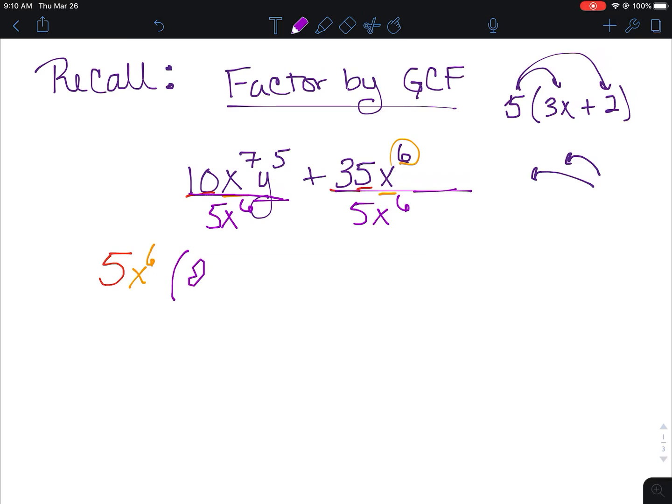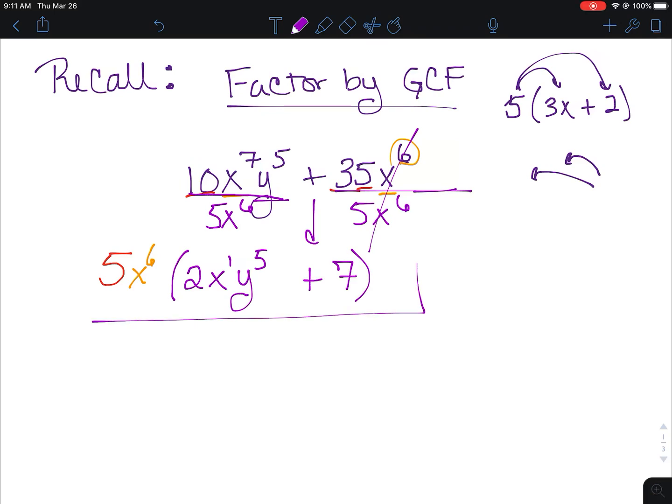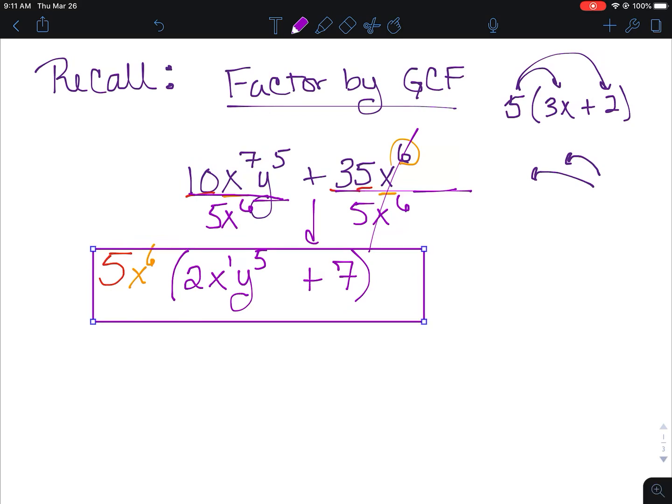Well, 10 divided by 5 is 2. x to the 7th divided by x to the 6th. Remember, we subtract our exponents when we're dividing, so that's x to the 1st. And then y to the 5th, if there's no y's to divide it by, it's just going to be brought down as part of my answer. Now the plus sign will carry down, and then 35 divided by 5 would give me 7. x to the 6th divided by x to the 6th, since I took all of those x's out, there's nothing left there, right? So this is my factored answer.